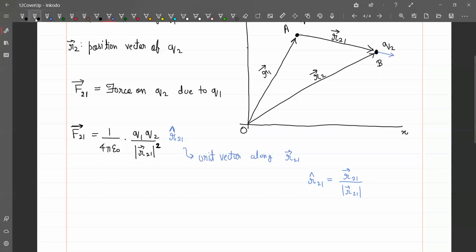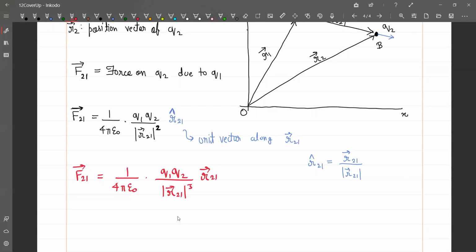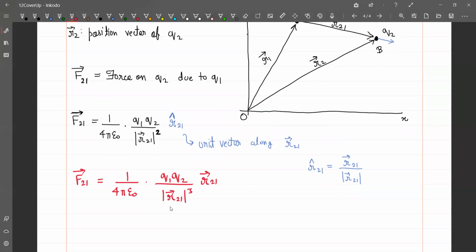I can substitute it here and I'll get the force on charge 2 due to 1, force on q2 due to q1, as 1 by 4 pi epsilon naught q1 q2 divided by, instead of r cap 21, I can write r vector 21 divided by mod of r21 whole cube. Any questions up to here?